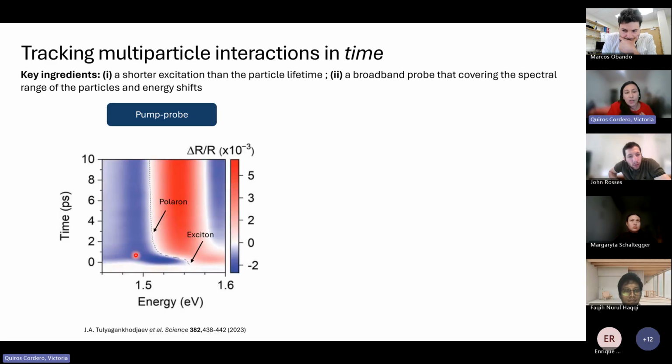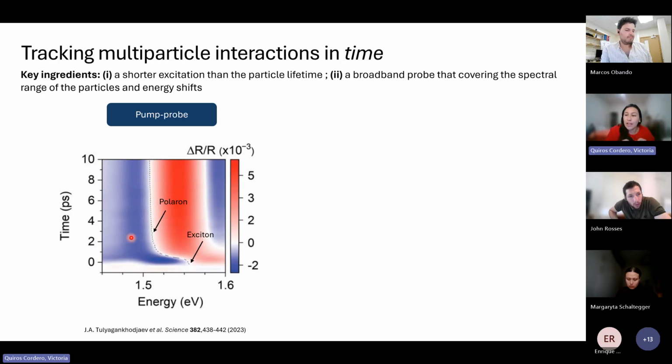And what we get are plots like this, where you have your energy here, your time delay here, and you can see in here how the energies of your system shift in time and go from the energies of an exciton to the formation of the polaron. And this was the case of coupling with the lattice that I was showing you earlier.